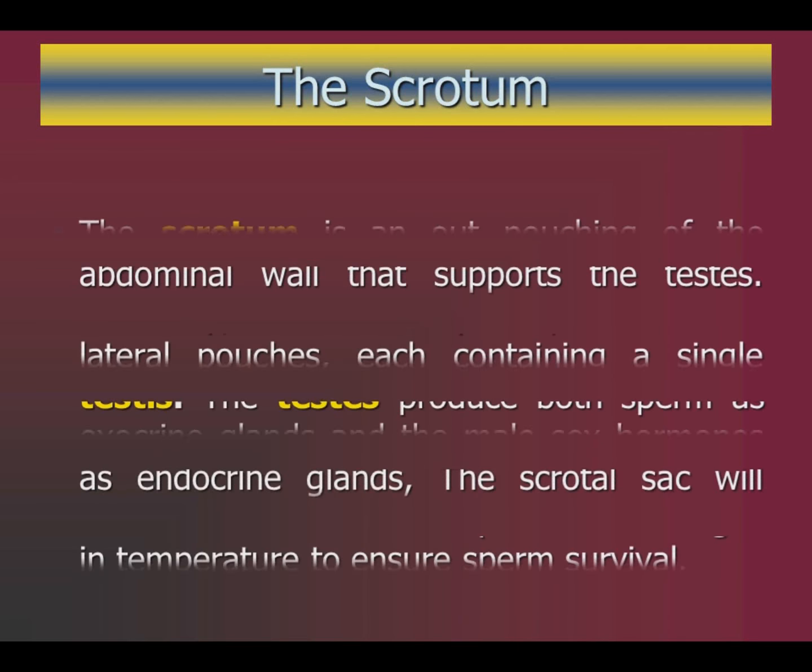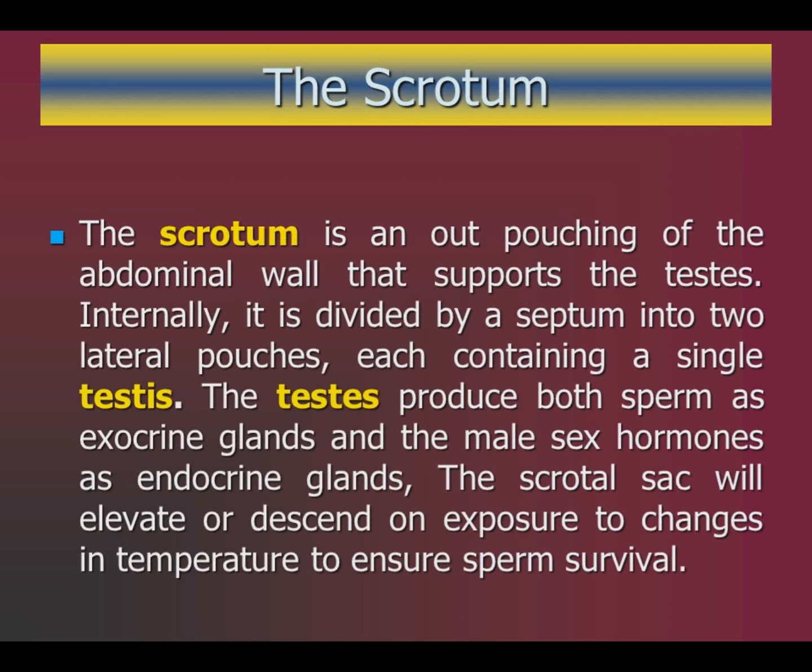The scrotum. The scrotum is an outpouching of the abdominal wall. It consists of loose skin and superficial fascia. It is the supporting structure of the testes. Externally, it appears as a single pouch of skin separated into lateral portions by a median ridge known as the raphe. Internally, it is separated into two sacs by a septum. Each sac contains a single testis. The testes, plural, produce the sperm and the male sex hormones.